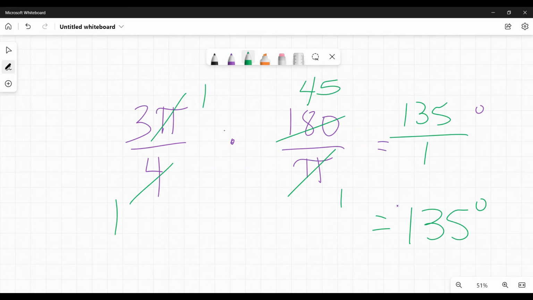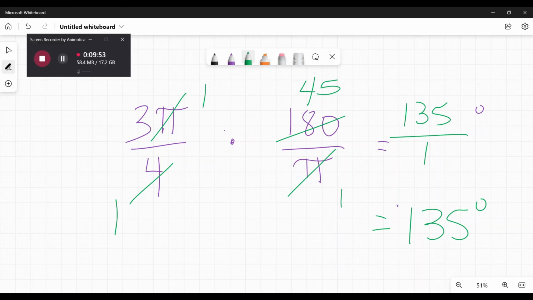So again, simplification is the key. That is the big thing that may trip you up in these. But other than that, it's going to be a pretty straightforward formula that you need to use here.